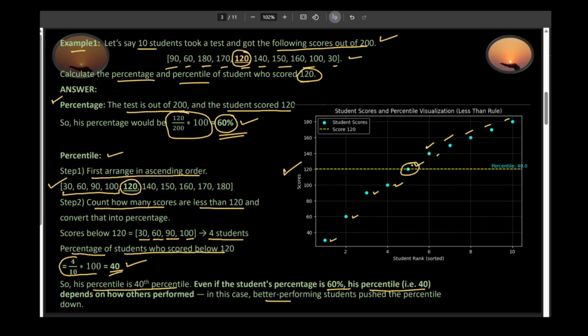So in this case, percentile would refer to how many people scored below him. And look at it, how many people? You have one, two, three, four. 4 people scored below him. And so that would mean that his percentile is 40th.